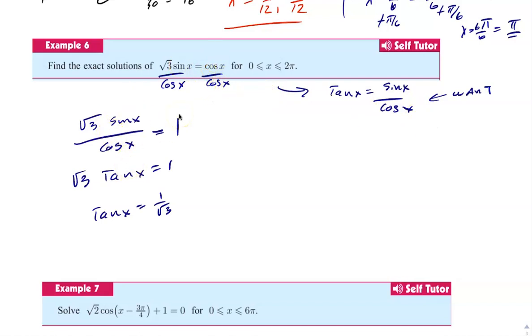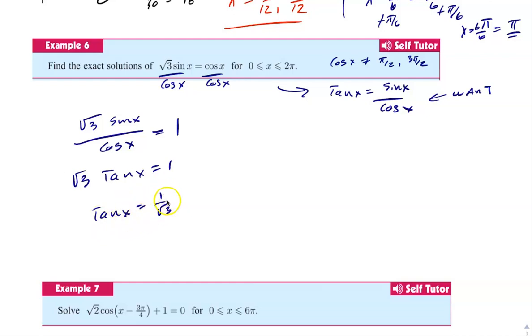The one thing you have to remember is that you can't divide by 0. So cosine in this case cannot equal 0. When does cosine equal 0? Pi over 2 or 3 pi over 2. So you can't get those answers. If you get those answers, it's a bad solution. But other than that, you should be fine. So then how do I solve this? You solve this like normal.